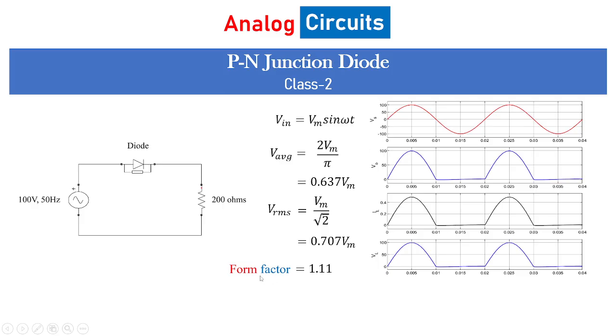We have calculated the form factor: for the sine wave it is 1.11, whereas for the DC voltage the value is obtained to be 1.57.